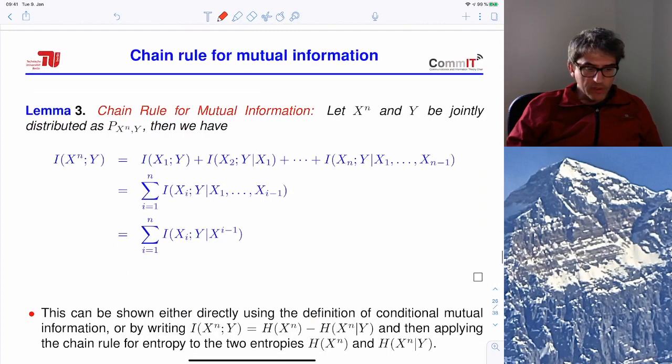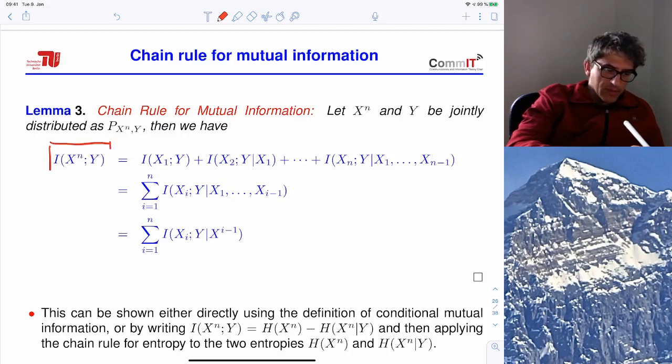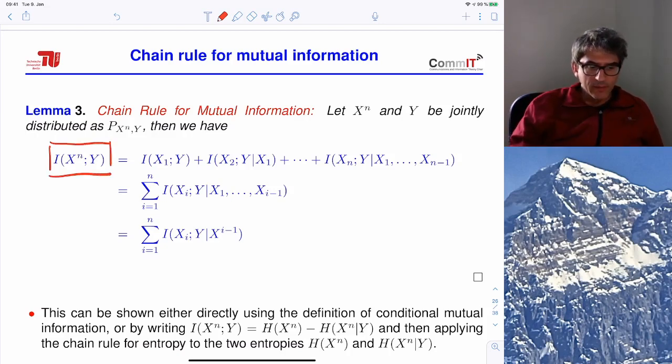Why is conditional mutual information important? Well, for example, because it allows us to find a chain rule for the mutual information. So we will see in many proofs of results that will come, we end up with expressions of this kind, where we have the mutual information between a random sequence xn and a random variable y. And it is convenient to break this mutual information into terms that contain only one random variable at a time.